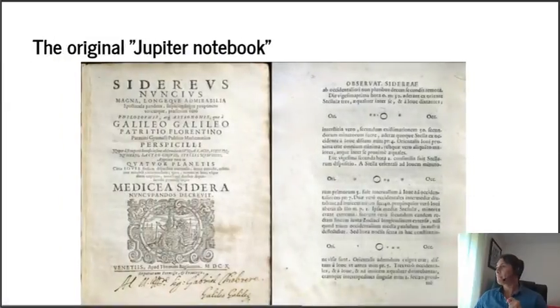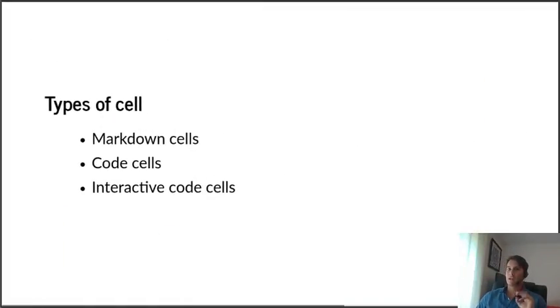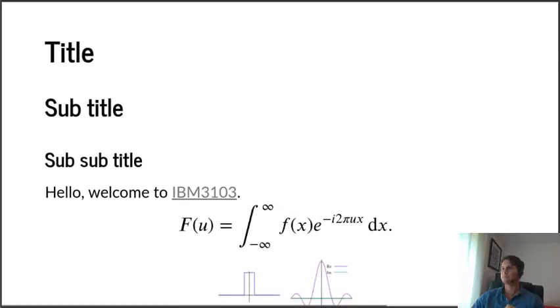So basically you have two or three types of cell in the Jupyter notebook. One is a markdown cell in which you can write something, a code cell in which you can program, and you can also do a code cell that is interactive. I will be showing those.